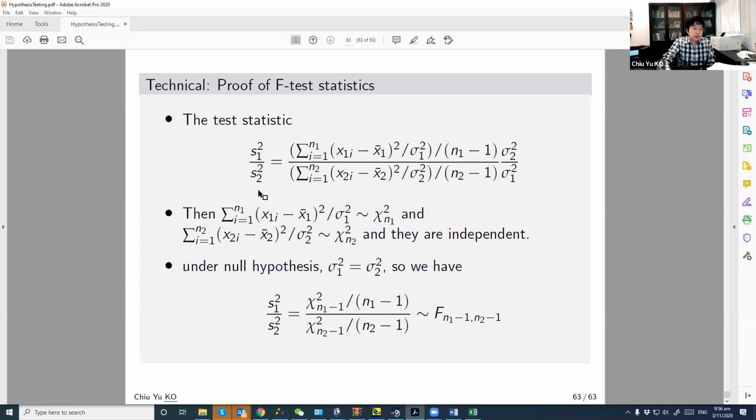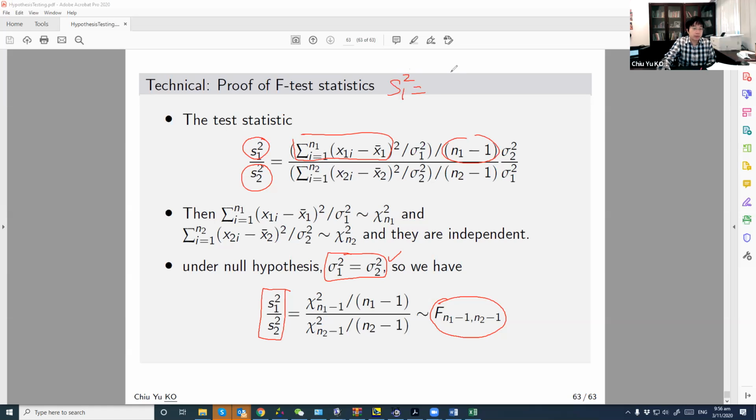Here, I just want to convince you of what we are going to do in the last slide. Of course, it's a technical slide. It's trying to show you why S1 over S2, under this null where the variances are the same, will give you the F. The reason is that this over this can be rewritten as follows. Let's write that down.